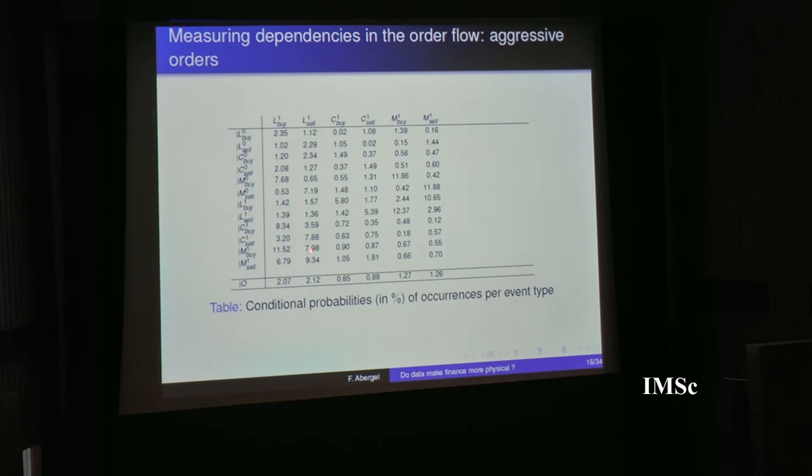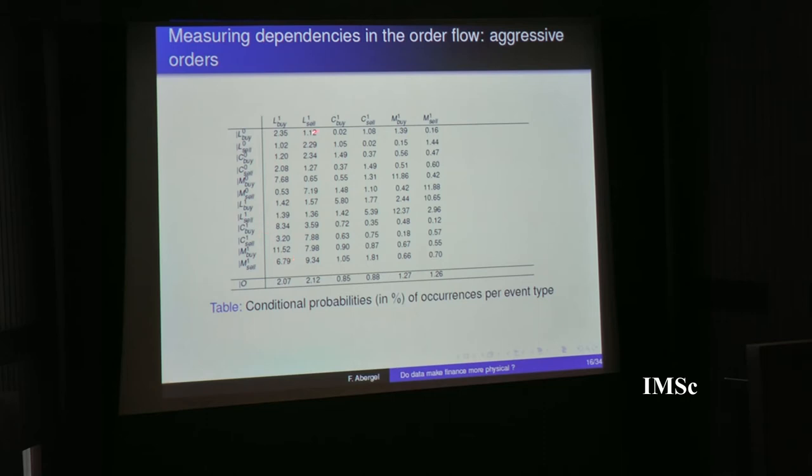Okay, so here, for instance, look at it column-wise. L1 buy order is a limit order to buy that changes the price. It's termed an aggressive limit order, which means that it enters into the bid-ask spread. The unconditional probability of such an order is very low. It's 2% of the cases. So overall, in the total amount of orders, these L1 buy orders occur only 2% of the time. However, you can see that following an M1 buy order, they happen 12% of the time. That's how you can read this table.